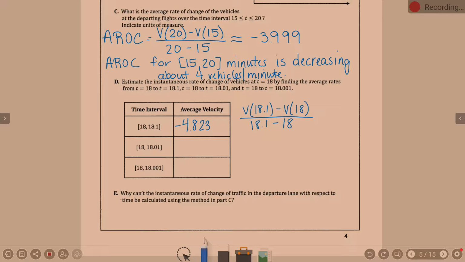And that is, if not that you have to necessarily label at this point, but that is vehicles per minute, right? What about my second interval? Okay. Negative 4.803. And your third one? Negative 4.8.